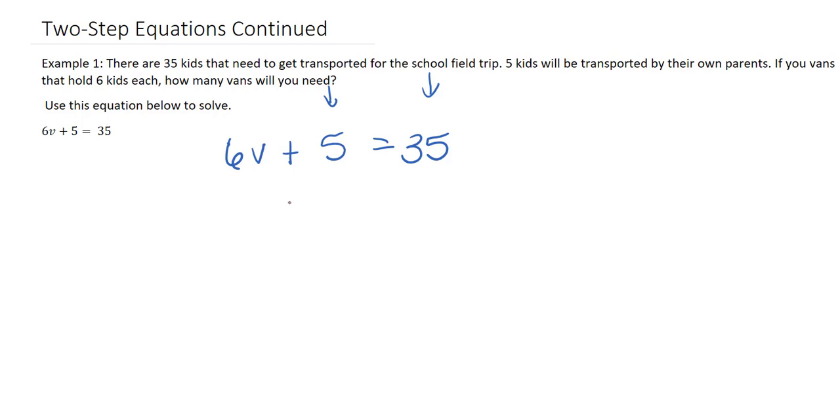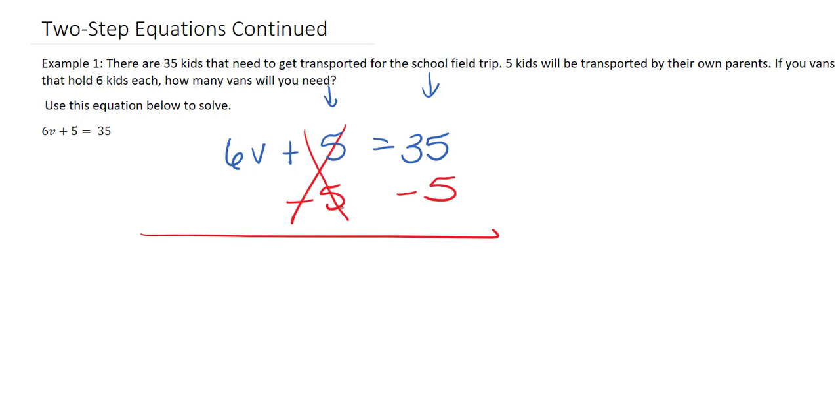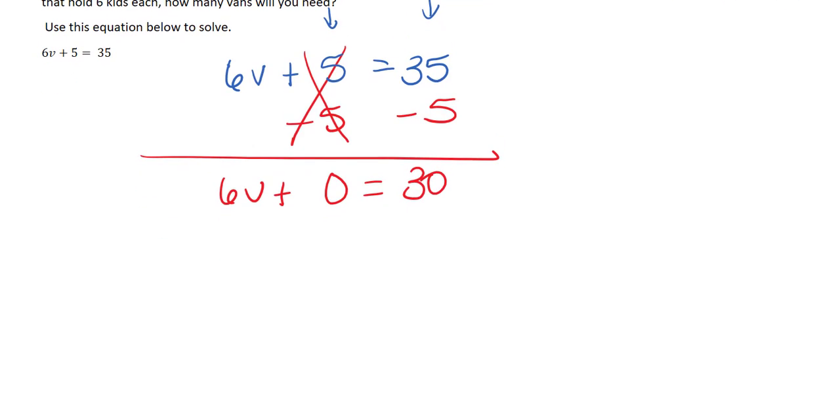So if we look at our equation, we're going to subtract 5 on each side. It gets rid of it on the left-hand side, so that becomes 0. We can just bring down the 6V. And then 35 minus 5. So there's only 30 kids that we need to deal with. That's what it looks like.